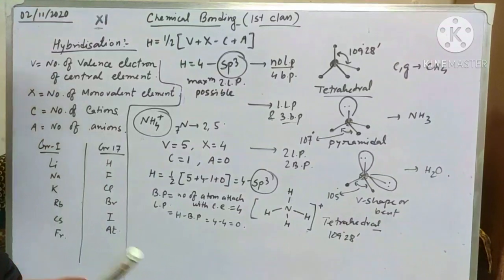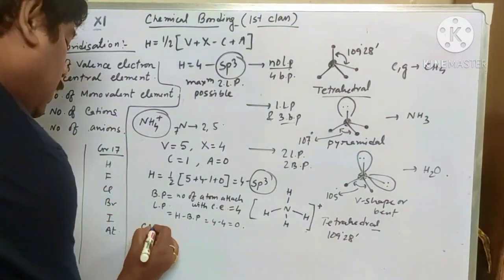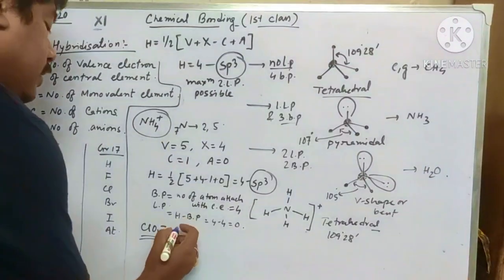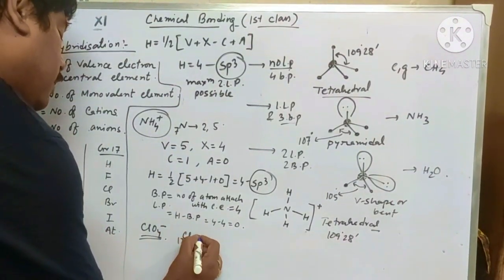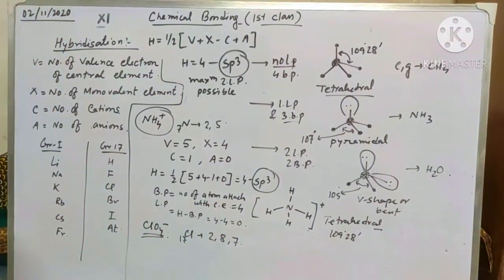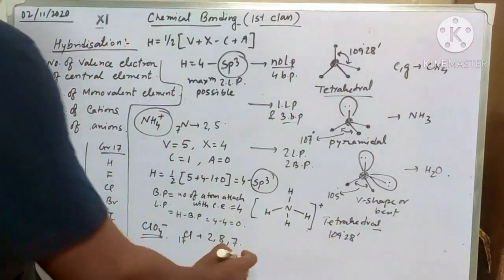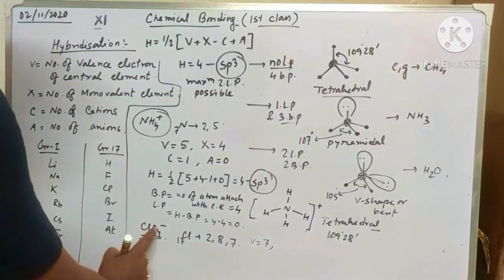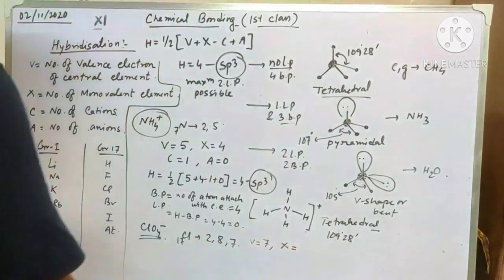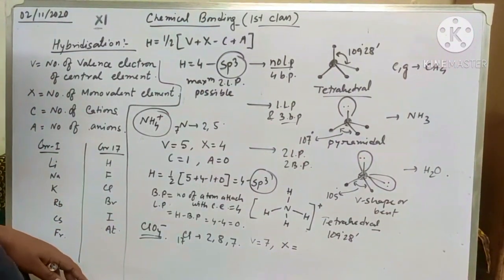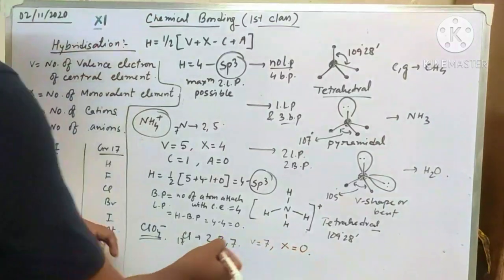Similarly, we can also evaluate the hybridization of ClO4-. The central element is chlorine, whose electronic configuration is 2, 8, 7. So the valence electrons V equals 7. It is attached to four oxygens, which are bivalent. Only hydrogen and halogens are monovalent, but others may be bivalent, trivalent or tetravalent. So in this case the value of X equals 0.